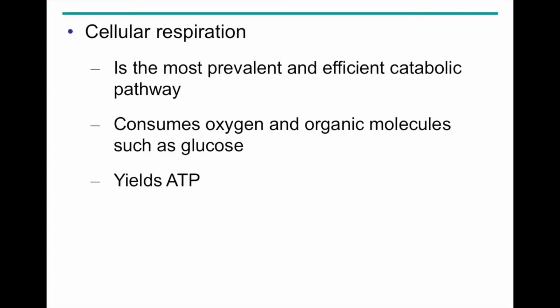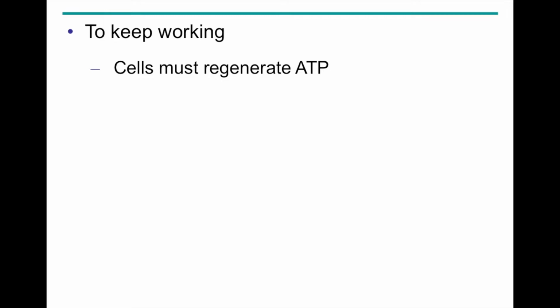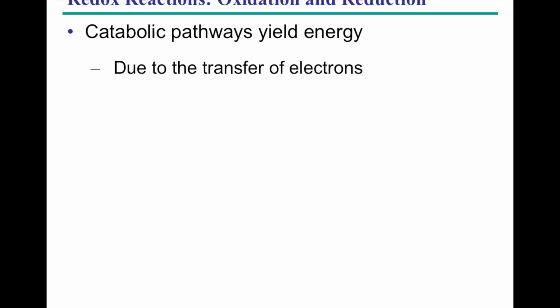Cellular respiration is the most prevalent and efficient catabolic pathway. You will probably be asked at some point whether cellular respiration is catabolic or anabolic, so please know that it is catabolic. It consumes oxygen and organic molecules, such as glucose, and it will yield ATP molecules, adenosine triphosphate. In order to do any sort of work, cells need ATP. So important, ATP is what powers pretty much everything in our cells.